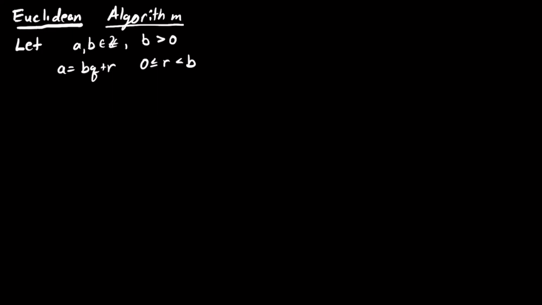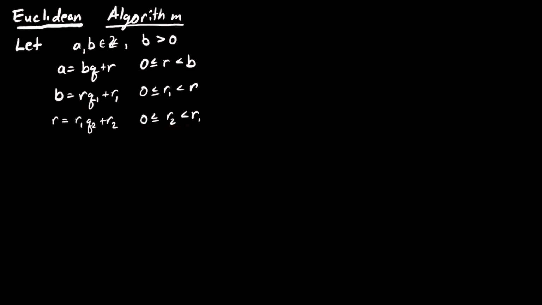And now what I'm going to do is look at b and r and apply the division algorithm to these two. If I apply the division algorithm to those two integers, I'll notice that b can be written as r times q1 plus r1 for some integers q1 and r1, and r1 is strictly less than r and bigger than or equal to 0. Okay, so now I'll take this r and this r1 and apply the division algorithm again. And you kind of see where this is going. So I can say that there exist integers q2 and r2 such that r is equal to r1 q2 plus r2, and r2 is strictly less than r1 and bigger than or equal to 0.